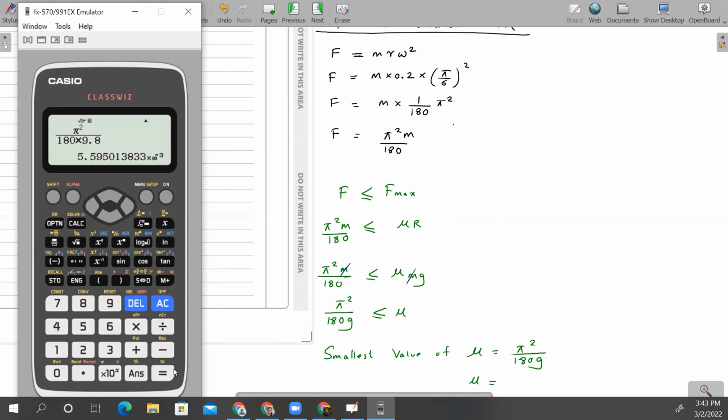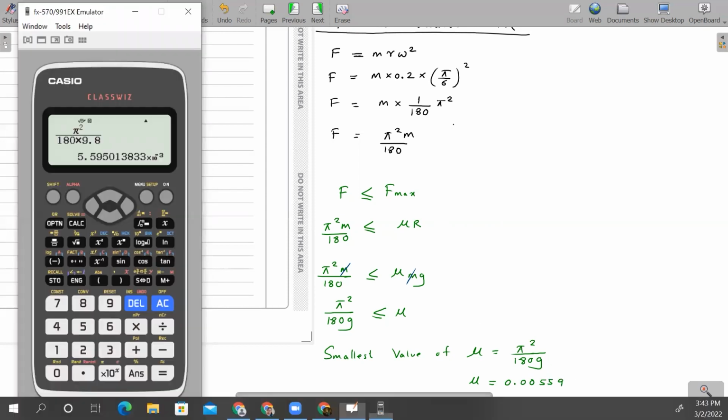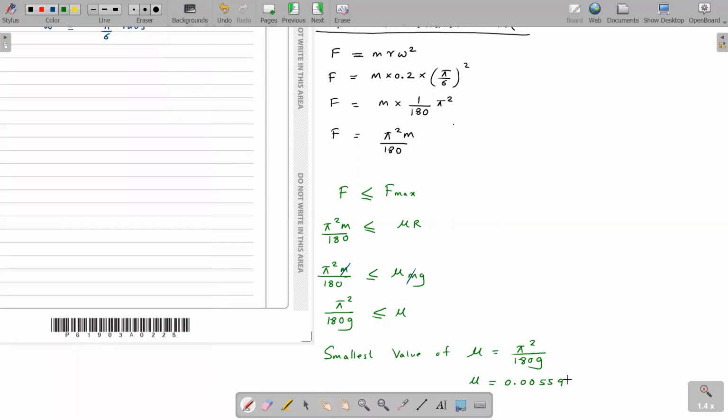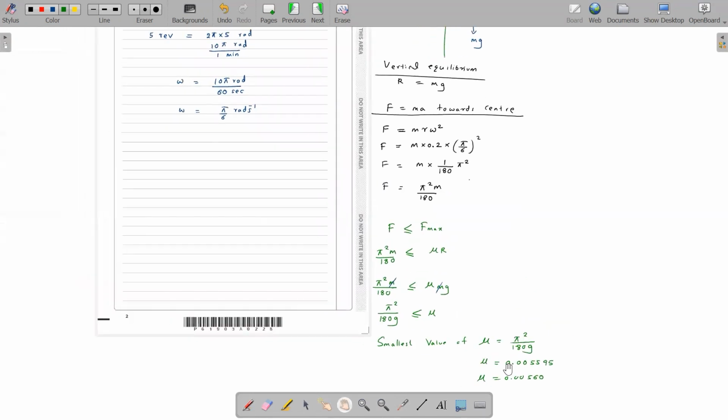So we get 0.00559. Or better write it as 3 significant figures: 0.00560. Anyway, you have given the exact answer, so you are safe. Okay, so this is the smallest value of mu.